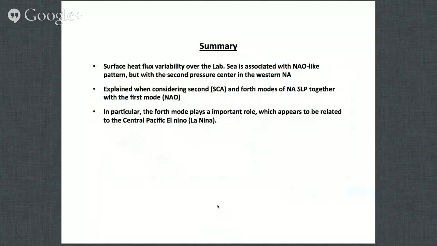This is the summary. Surface heat flux variability over the Labrador Sea is associated with an NAO-like pattern, but with a second pressure center in the western North Atlantic, which is explained when considering the second and fourth modes of the North Atlantic sea level pressure together with the first mode. In particular, the fourth mode plays an important role, which appears to be related to the Central Pacific El Niño.